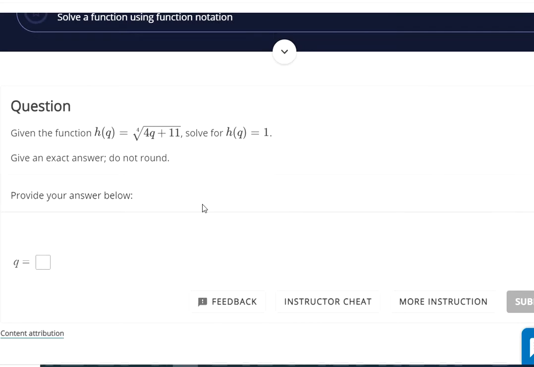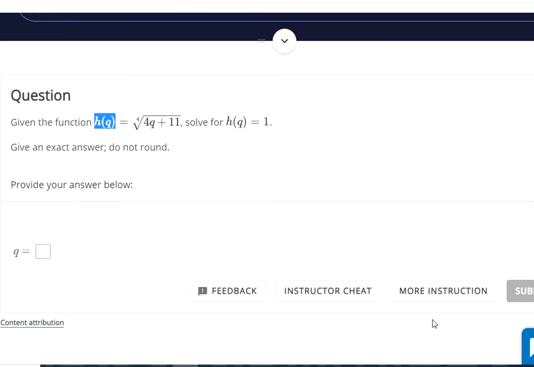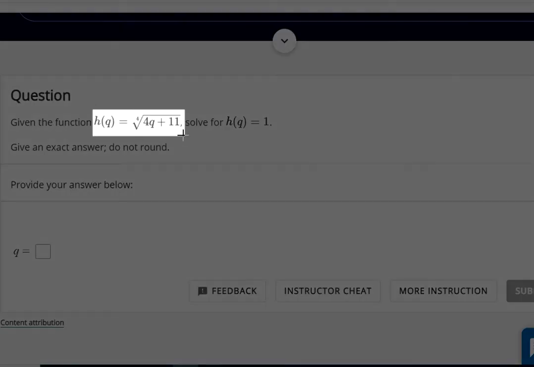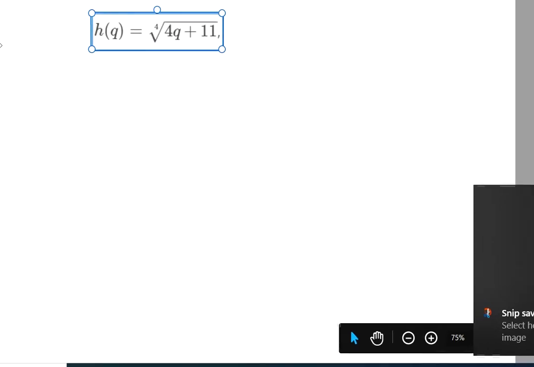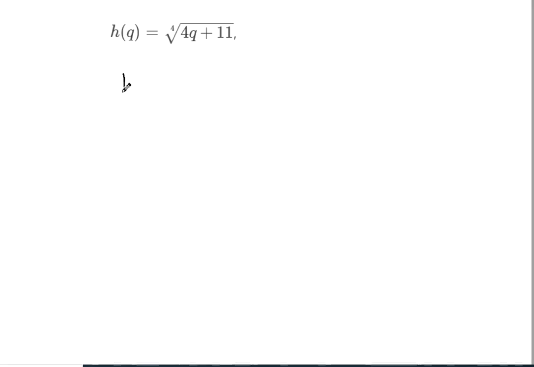So given the function h of q, solve for h of q equals 1. This means you're supposed to plug 1 in over here. The y value equals 1. Okay, so let's take this and I'll help you solve it. They said h of q equals 1, so I'm putting in 1 for the y value and then I'm going to solve for q.